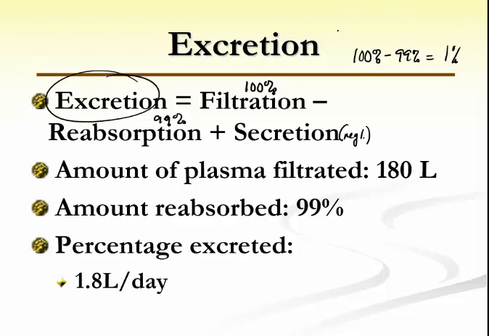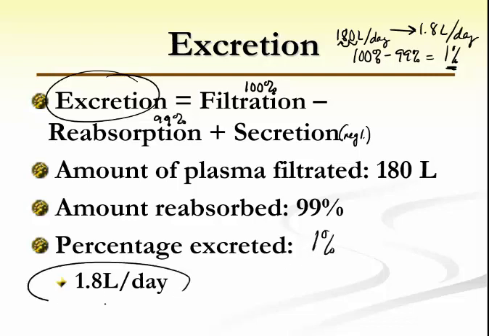Now, 100% was 180 liters of filtrate a day. We're going to reabsorb 99% of that, leaving us with 1% of 180, which of course is 1.8 liters of urine a day leaving the body. So 1% is excreted, approximately 1.8 liters per day. And of course, that's going to have a range based on body size, how much you intake for fluids a day, and so forth.